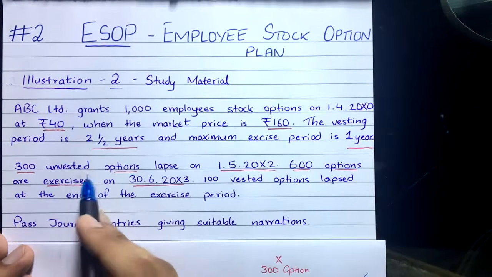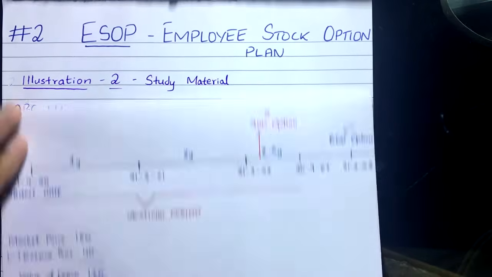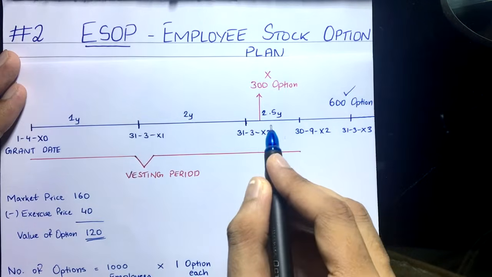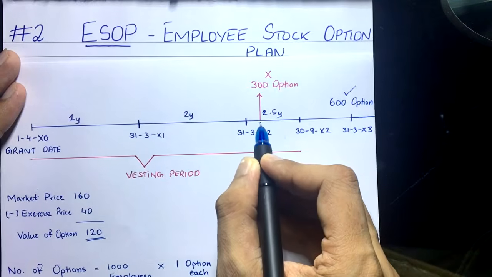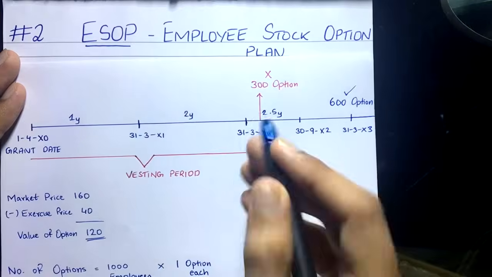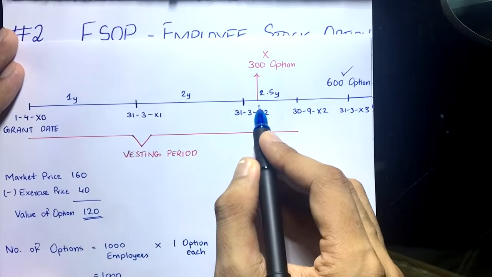So now what is happening? 300 unvested options lapse on 1-5-20X2. So where does this come? 1-5-20X2 will come in the third year, right? After the second year, on 31st March 20X2, then what will come? March, April, May, this is May. So on 1st May, what has happened? 300 options have lapsed.